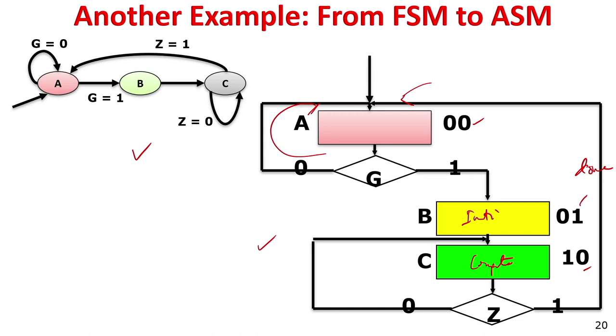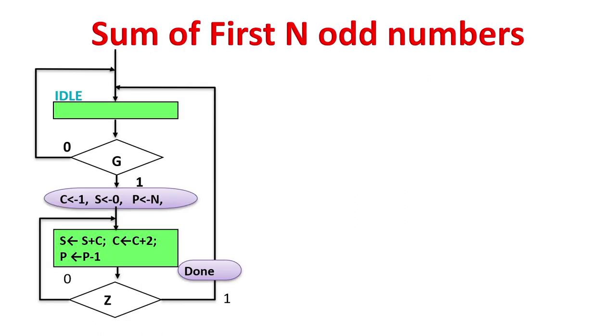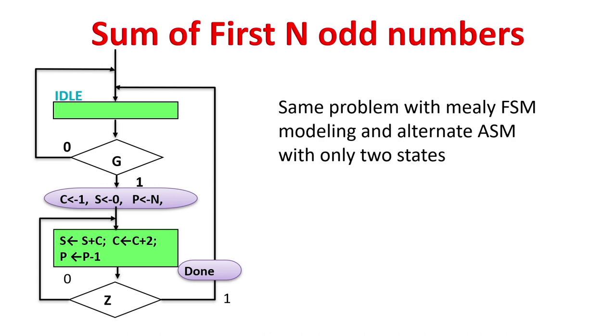But for these examples, we can represent the same thing. This one is actually more FSM. We can design the same problem with a Mealy FSM, and it can be done with 2 states very easily. If you redesign the Mealy FSM into the ASM, then we can manage with 2 states. This is the same problem with Mealy FSM modeling, and the alternate FSM with only two states is given here.